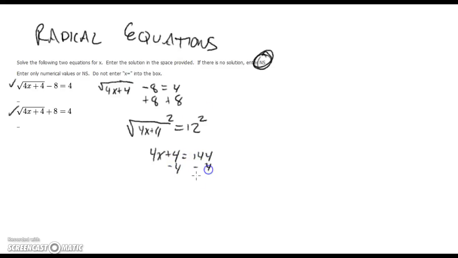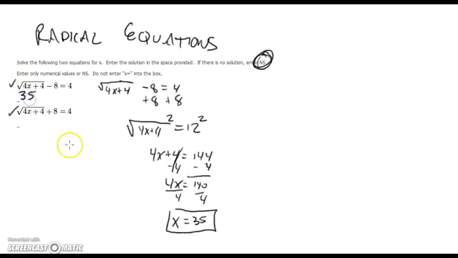I subtract 4, and I get 140. This is now 0, so 4x equals 140. I divide by 4, and I end up with x equals, 4 goes into 14 3 times. There are 2 left over. It goes into 25 times, 35. So this is going to be 35.